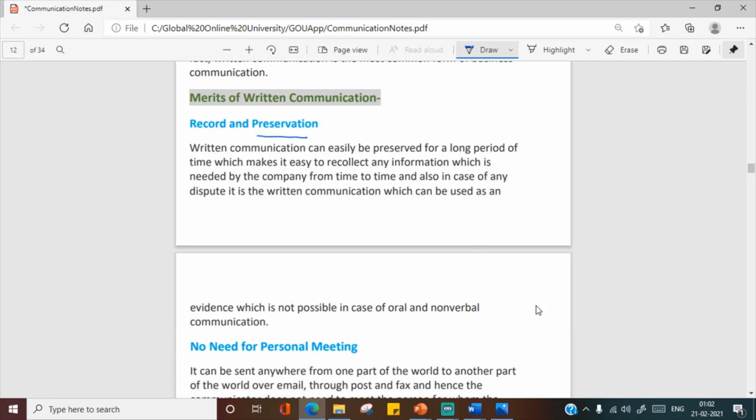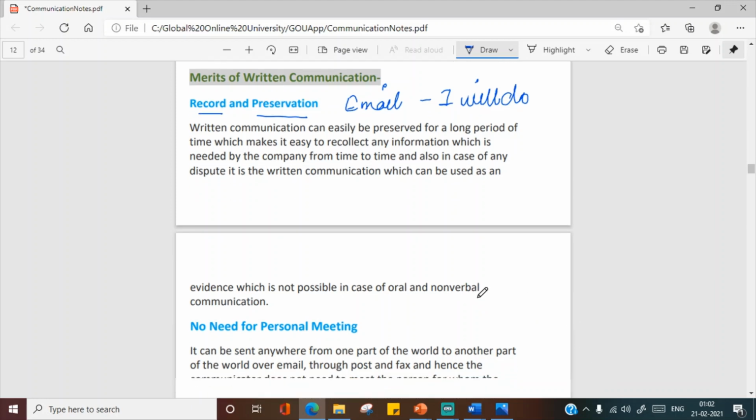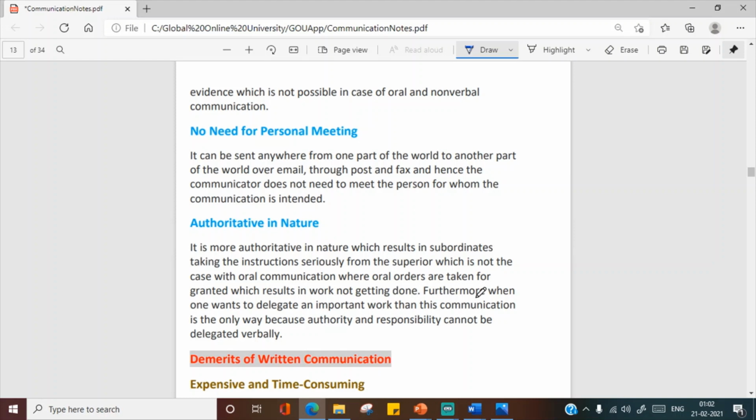So you can use it as a proof. For instance, you are working in a company, your junior says or your senior says, I will do this work, and he or she doesn't do it. Then you can show it as a proof on the email. If there is something on the email, they said, I will do it, but they don't do it. So this can act as a record, and you can show them when it is needed. No need of personal meetings.